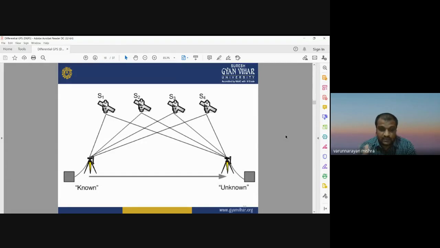It will take much longer time. It is a time consuming process, but it will provide you precise accuracy. It will provide accuracies up to centimeter level.